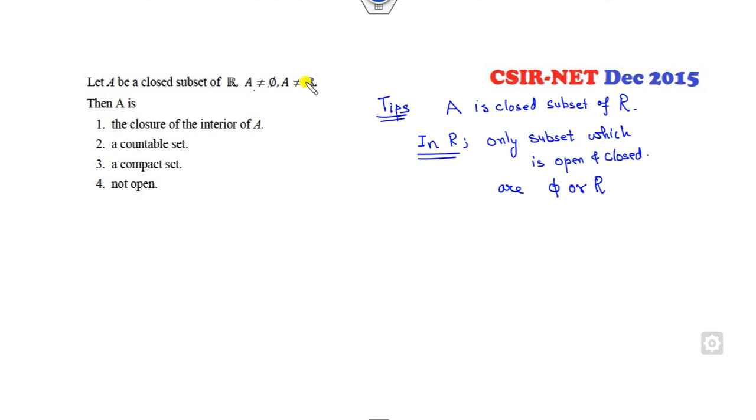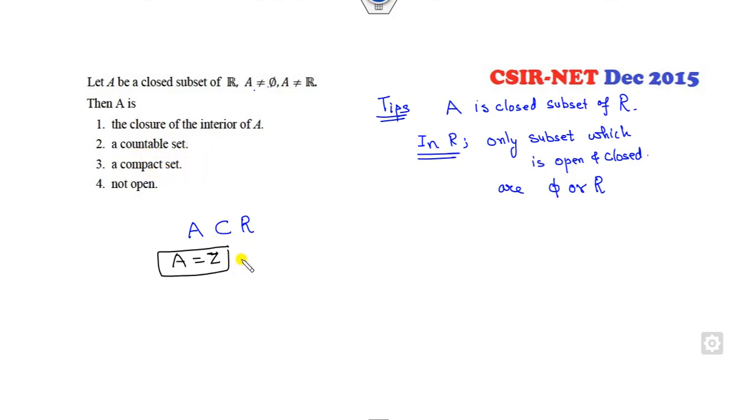Now think about that. Take any subset of R. So I can choose A as Z. Z is a subset of R. Fine. Now what is that? A is closed, compact, countable.